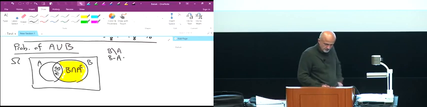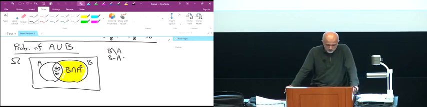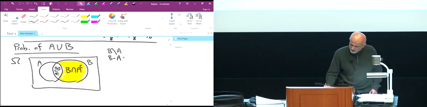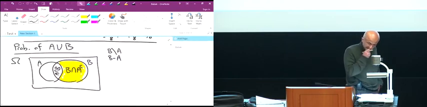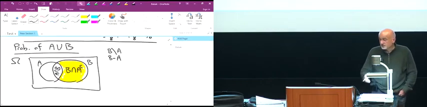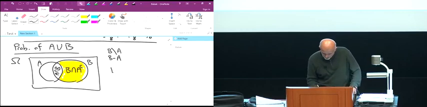Okay, so can you write down the probability of A union B? Write down an equation. You've got A union B that consists of three segments, or you can split it in some other way. But the goal is to figure out the probability of A union B. What is that?